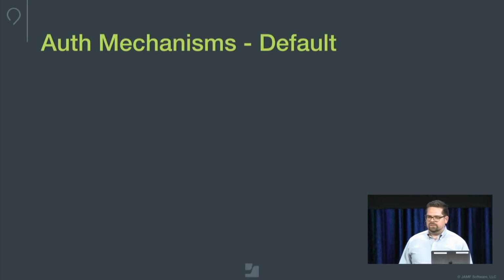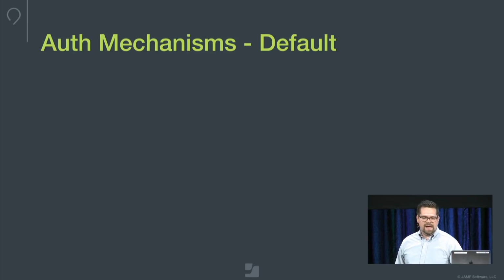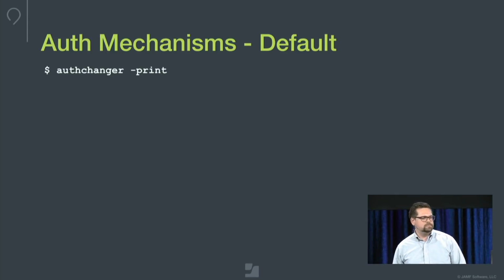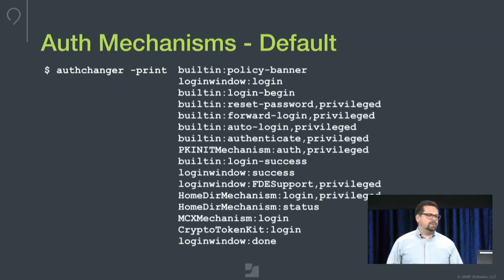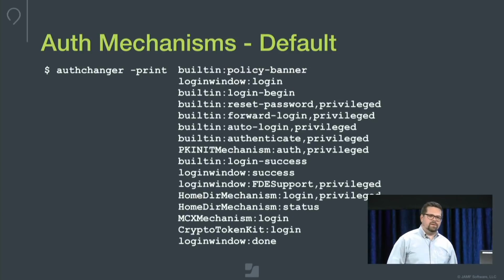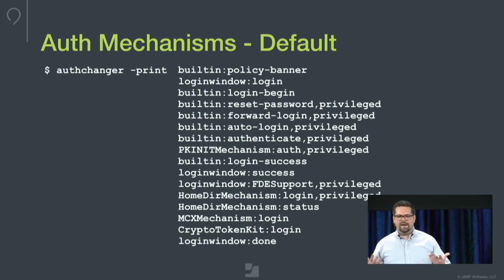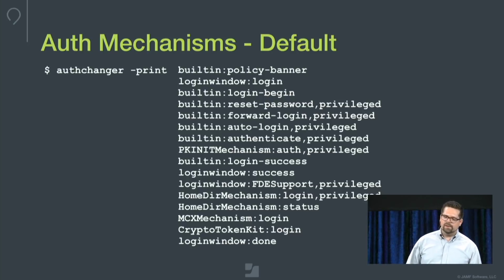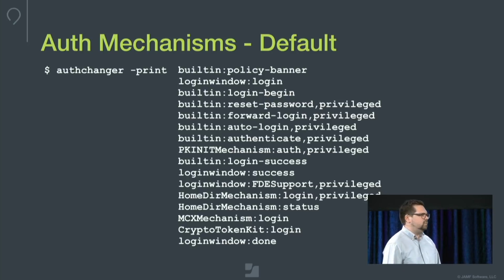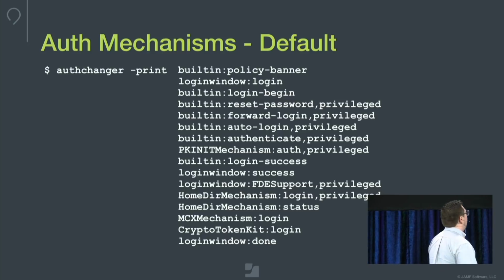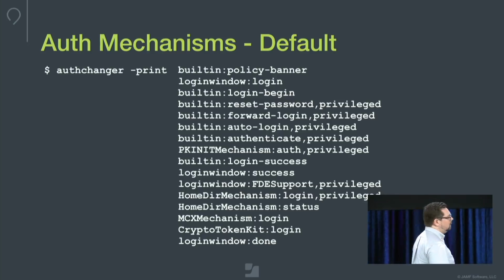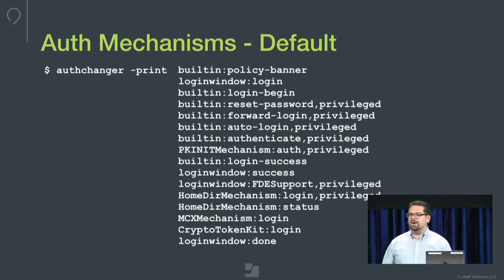So to see the default mechanisms after you've installed NoMAD Login, all you have to do is run authchanger -print. And right now on your Mac, unless you have NoMAD Login installed, this is what the default mechanisms are. These are the default mechanisms as far back as I've tested, which is Sierra through Mojave. This is what they look like, just out of the box when you turn on your Mac for the first time. You'll see things like the policy banner, if you ever have used a policy banner, and then just the regular login process runs from there.